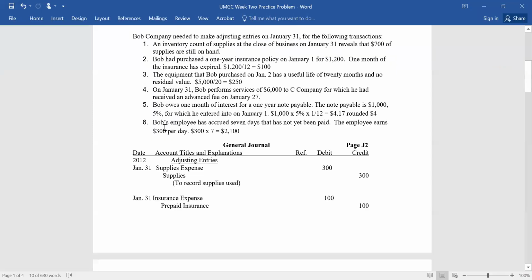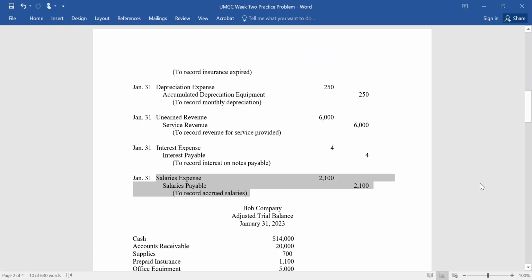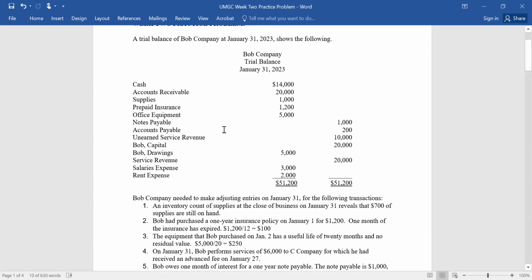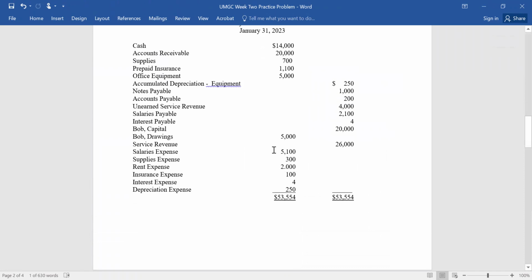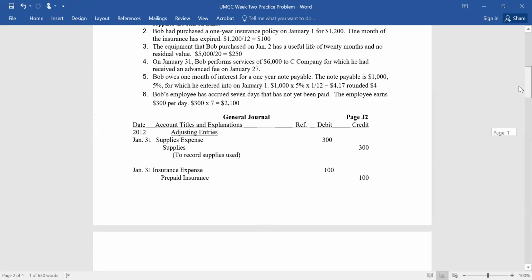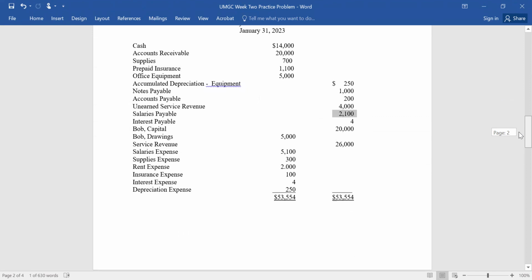So if you look at the adjustment, of course, it was salaries expense a debit, salaries payable a credit for 2,100. This initial balance, remember I showed you this, the salaries expense was 3,000. If you look at the adjusted trial balance, that salaries expense is now 5,100, and I've added a salaries payable with a credit in that adjusted trial balance of 2,100. So you can go through this on your own and look at it item by item. But what we can now do is work off that adjusted trial balance to create financial statements.